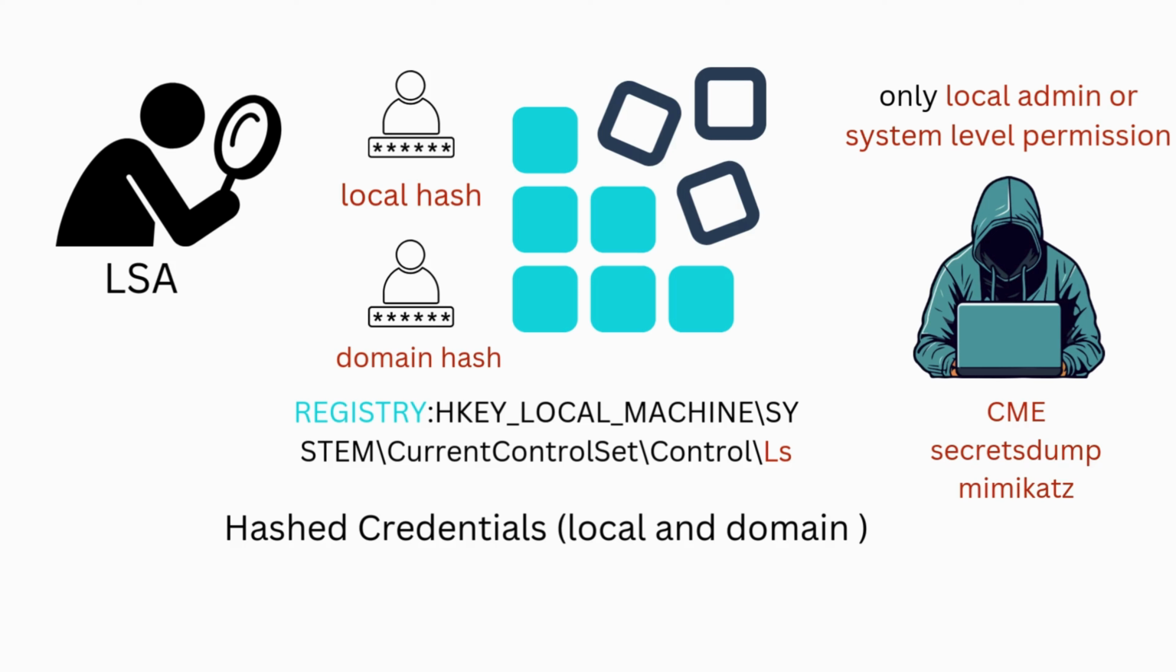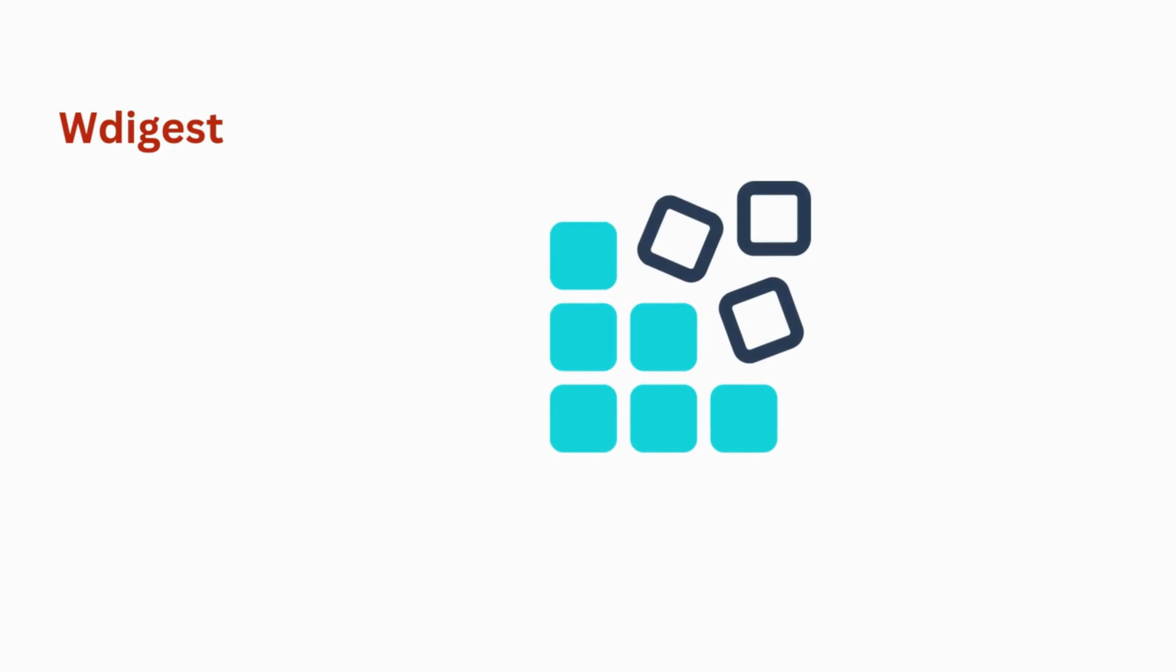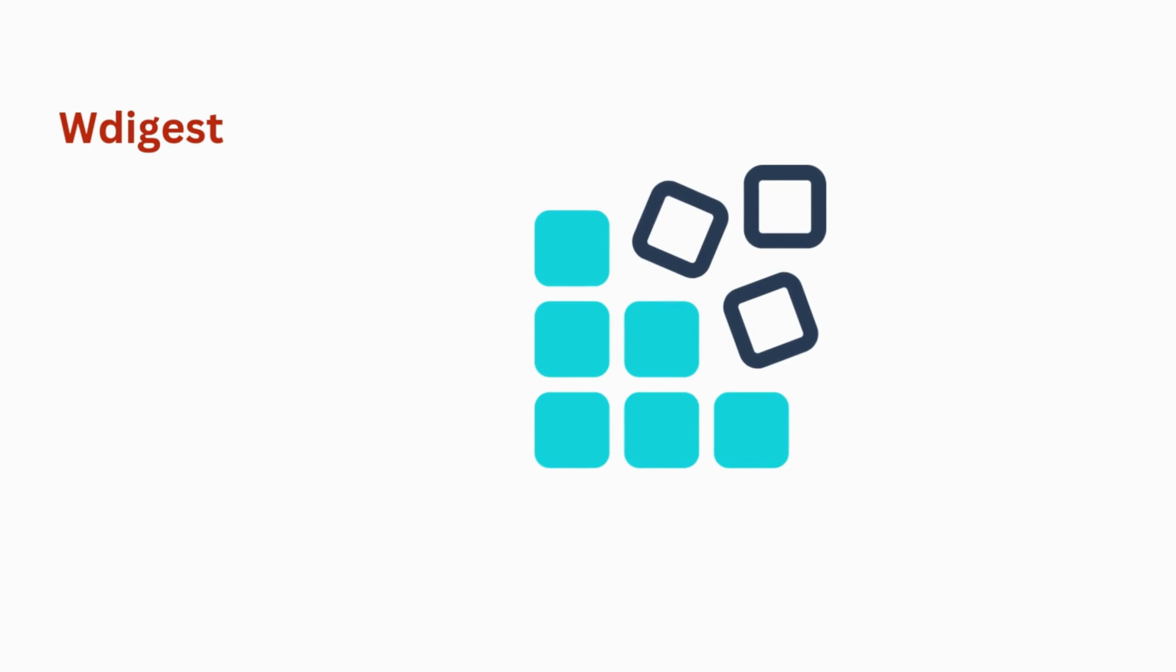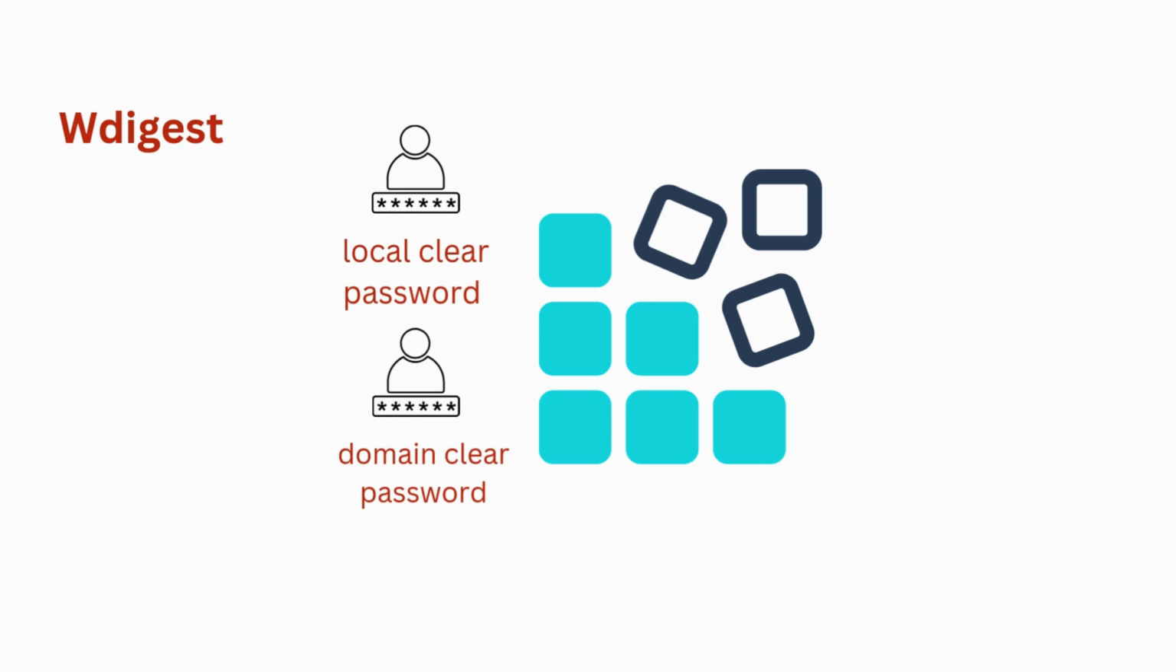But this is not the only feature of Windows that stores credentials in the registry. We also have an older feature called WDigest. But this time there is a big difference between WDigest and LSA: WDigest stores the local and domain credentials in clear text. And that is where the risk is posed to Windows systems.